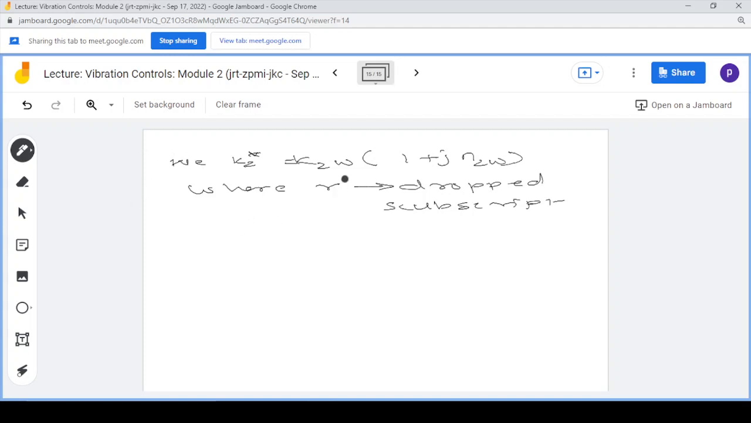And here we have dropped the subscript R and we have replaced this subscript by omega. So what does it refer to? It refers to the value obtained at frequency omega. So this K2 is the value which is obtained referring to the frequency omega.